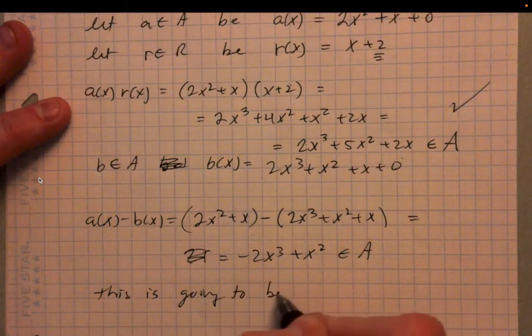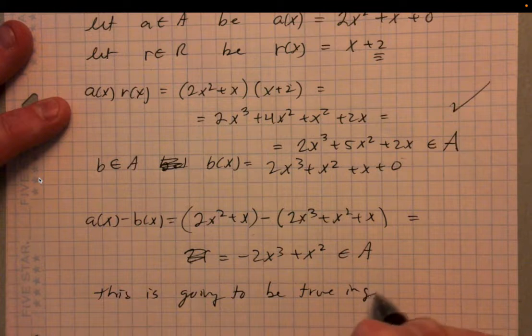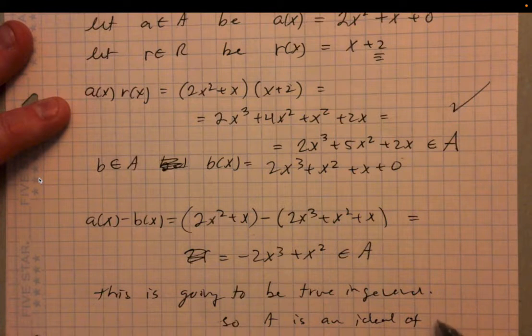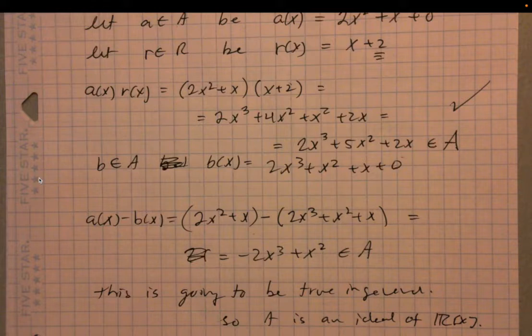This is going to be true in general. So A is an ideal of R[x]. Now this is obviously not a proof, but it shows you an example of how this works, and you can go about trying to prove it yourself. Okay.